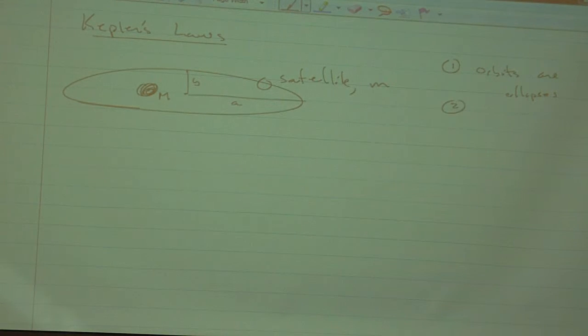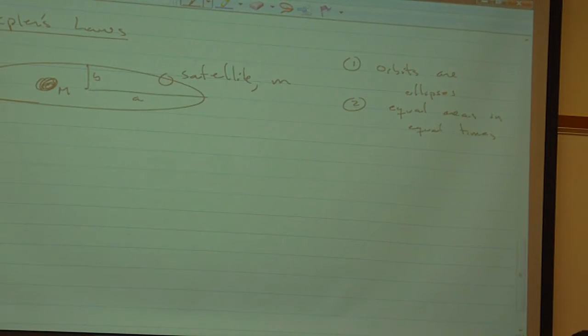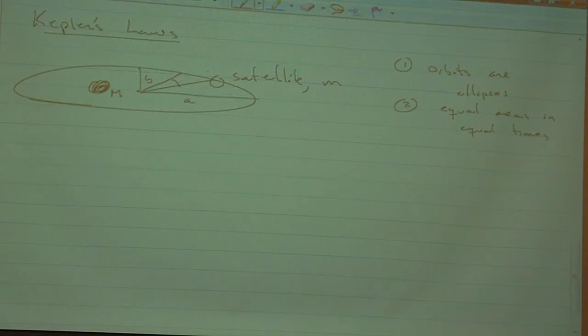Law number 2 is equal areas and equal times. And you could read in the book about a nicer way of saying it. But the idea is that if I go from here to there, and this is some area A1. Oops, that's not the area I want. The area I want is here to there. And then over here, I'm going to go, say, from here to there. A2. And this is 1 week. This will be 1 week.